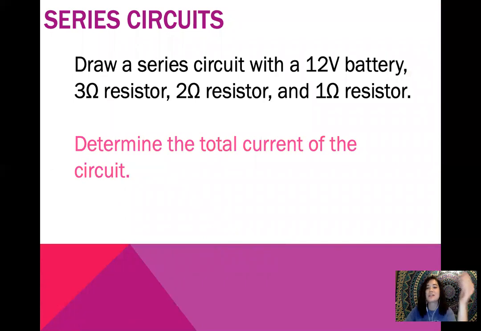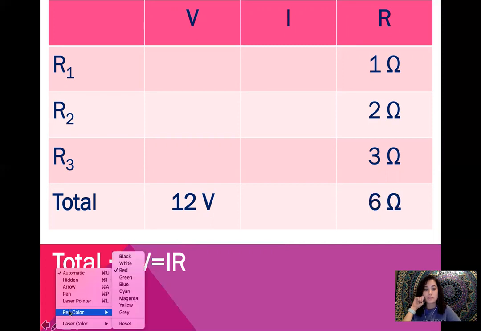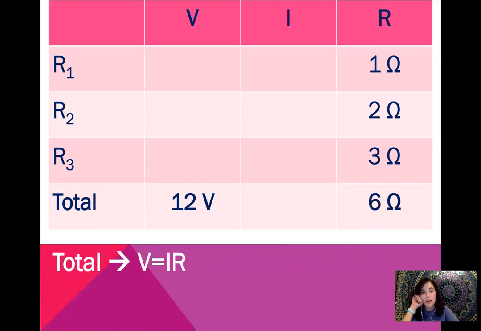All right, now we're going to talk about the total current of our circuit. So going back to our table, we need to remember that V equals I times R. So let's start filling in what we know. For my total, I've got a V of 12 volts. So I've got 12 equals I, which we don't know yet, times my resistance, which is 6.